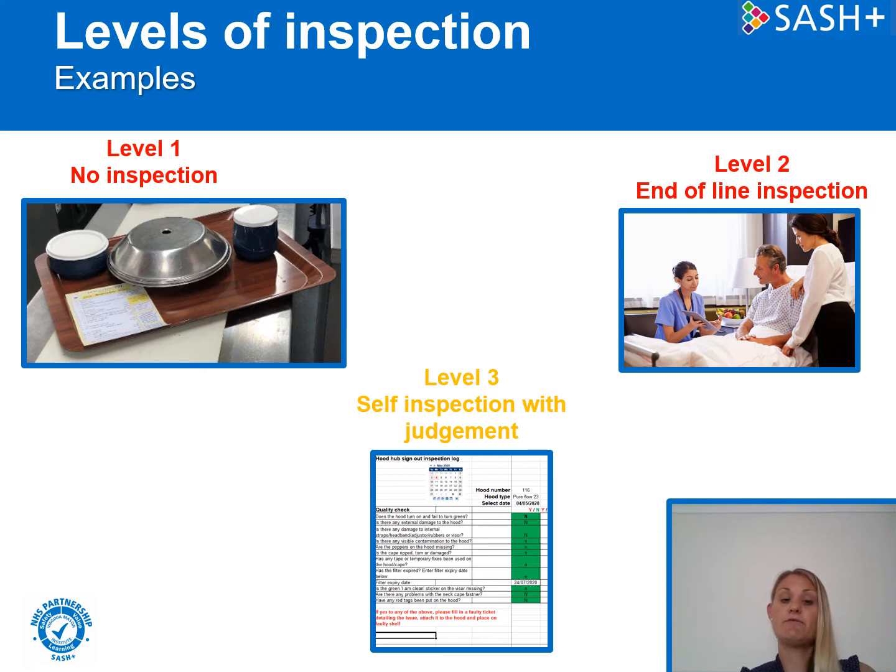An example of level 3 inspection, self-inspection with judgment, may be the use of a checklist. For example, in the hood hub, the staff are asked to complete a checklist for each hood before it is issued. Obviously, this is reliant on their diligence to complete the checklist effectively, so there is an element of judgment involved.